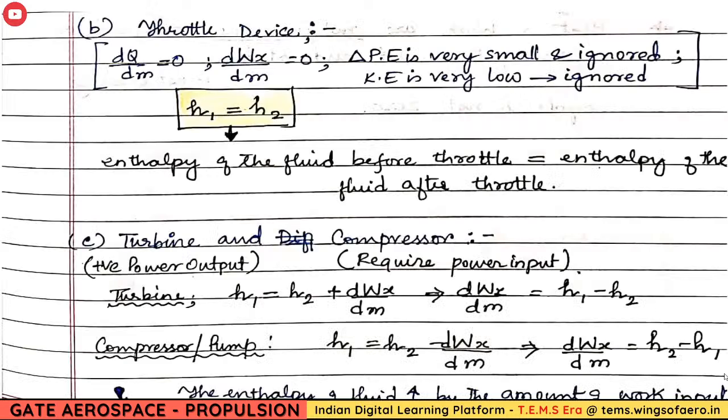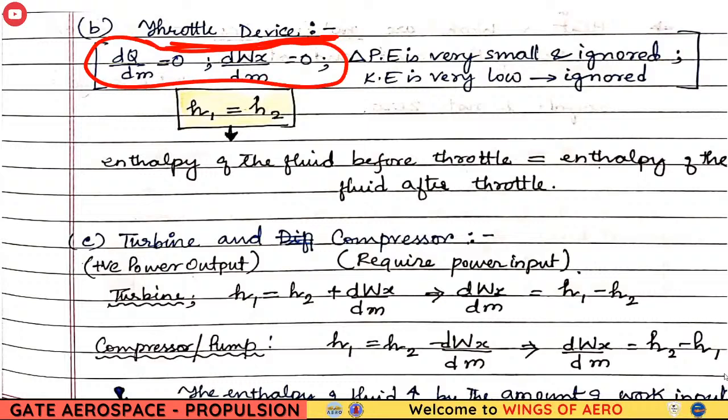Moving to the next. Next, we have the throttle. Now, in the throttle, as I've said, work done will be done only in the turbine and compressor. Work done, when we're considering, will be done only in the turbine and compressor. Now again, for the throttle, these two parameters will be zero.